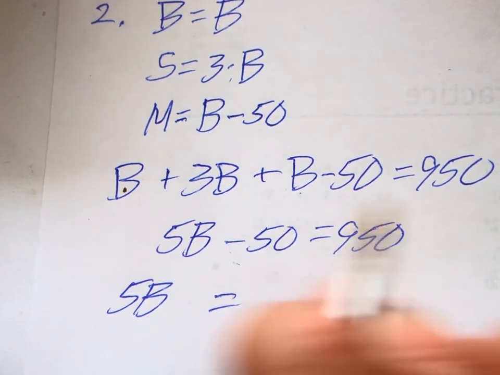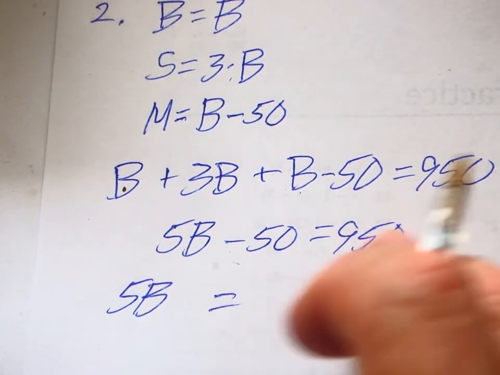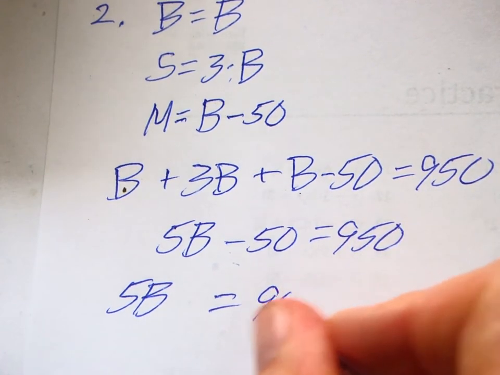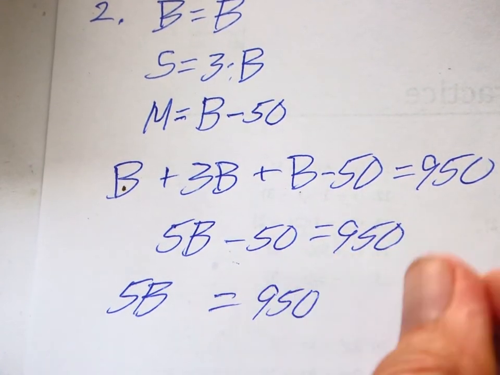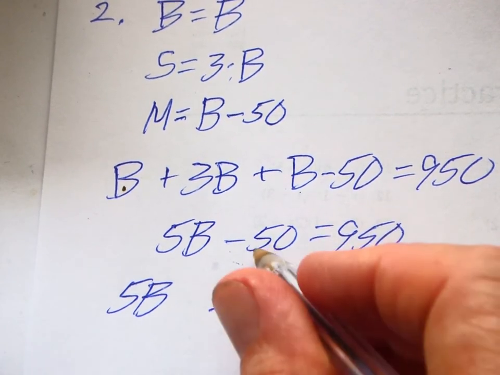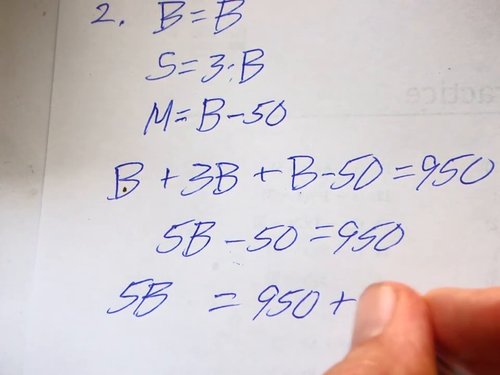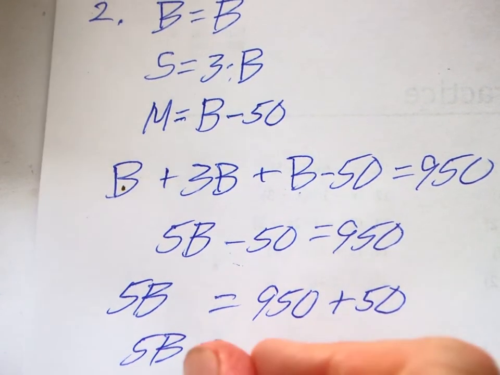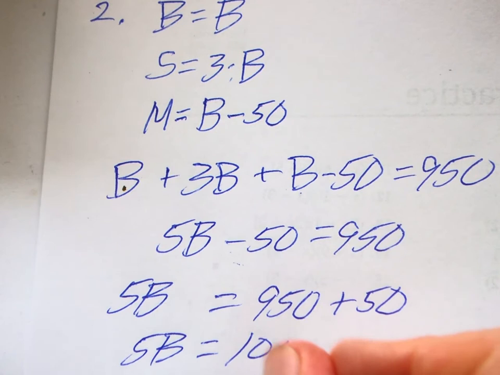In a way, I'm moving the 50 to the other side, but when you move it to the other side, you change the sign. It's going to be plus 950. We're removing this, so we put it on this side as plus. We're adding 50 to both sides. That's how we got rid of that 50, so we add 50 over here. Now we get 5B is equal to 1,000.